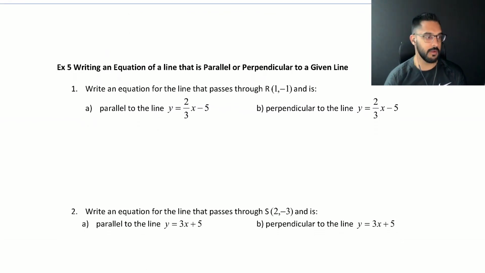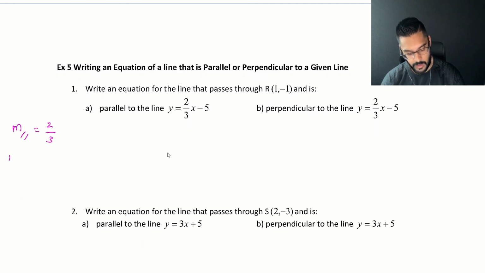Now, if we're going to write an equation of a line that's parallel or perpendicular to a given line, really this is what we just did. But now they're giving me the point. So if I use this information to write a new line, we're going to write an equation that passes through R, but is also parallel to this line. If I have to be parallel to this line, that means I have to use the same slope. So the parallel slope is 2 over 3. And the point we need to use is 1, negative 1. With those two pieces of information, we have enough to make the equation of a line.